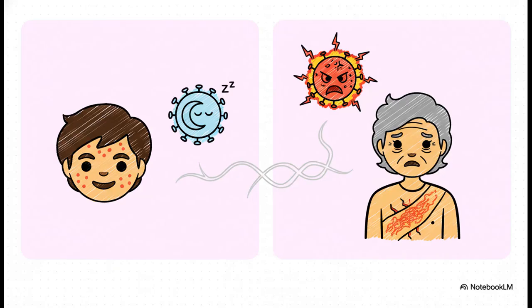VZV has this really fascinating double life. When you first get it, usually when you're a kid, it causes chickenpox. But here's the kicker. The virus never actually leaves your body. Nope, it just goes into hiding in your nervous system and can wake up decades later to cause shingles.